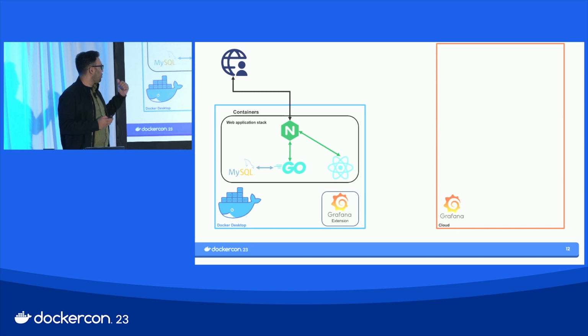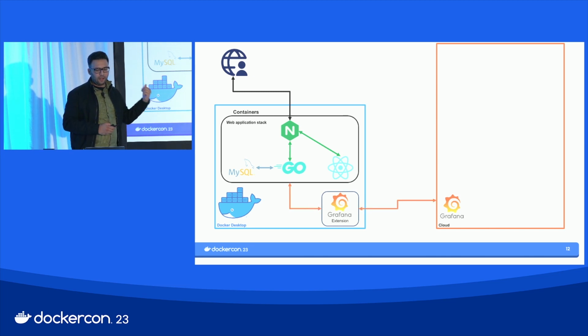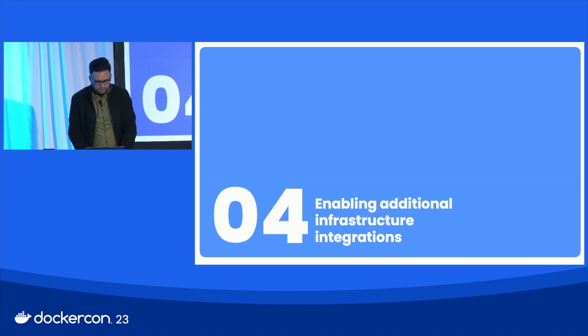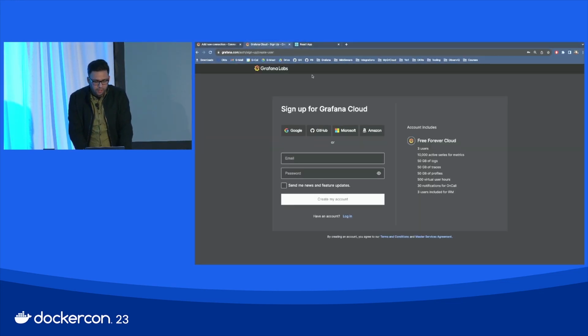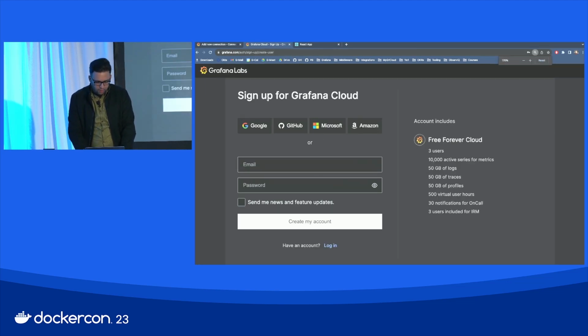So we will just install our Grafana desktop extension. It will start sending metrics to Grafana Cloud. So let's see how we can do that. Grafana Cloud has a very generous free tier. If you want to sign up, you can just create a free account. You can log in through Google, GitHub, anything, or just create a new account.